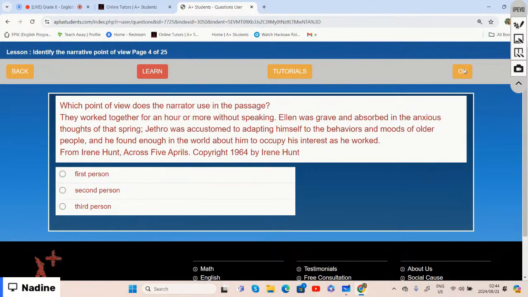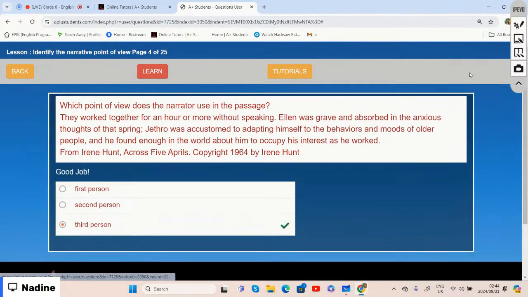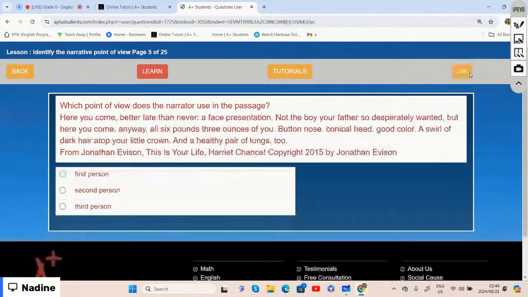All right, and if we were to select which point of view, then we can say it is the third person, right? More of the names are being used, right? Limited vocabulary is being used.